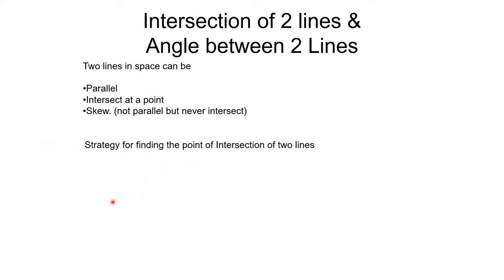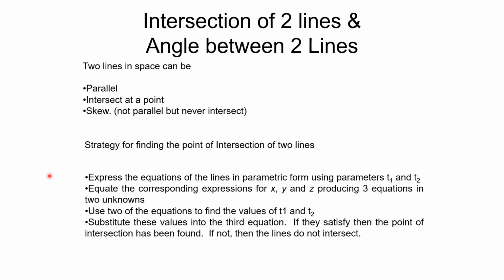Next, if two lines intersect and you're required to find the point where these two lines intersect, there is a strategy to actually determine the point of intersection of these two lines in a 3D space. So these are the steps written down. The first step is to express the equation of the lines in parametric form.